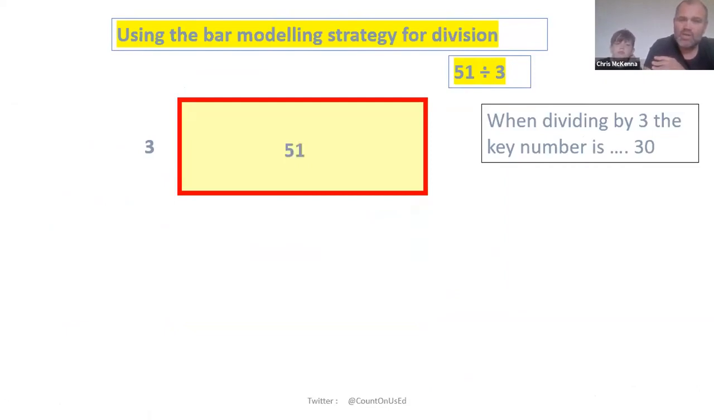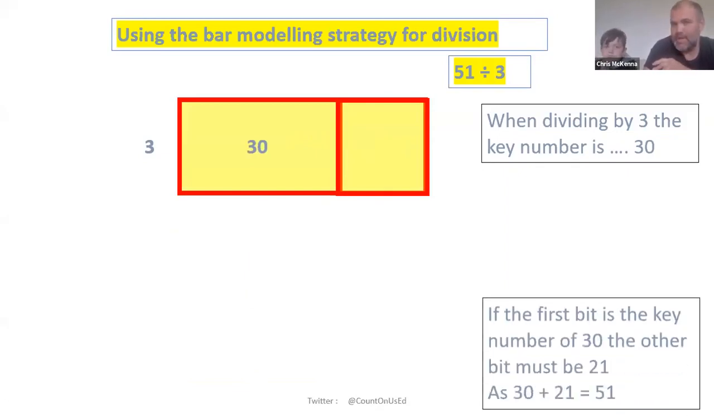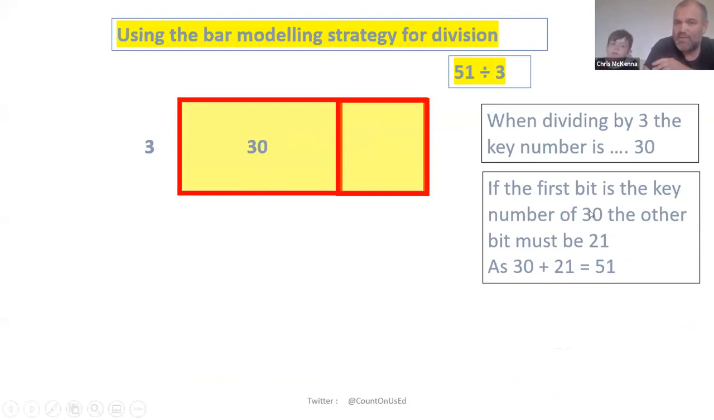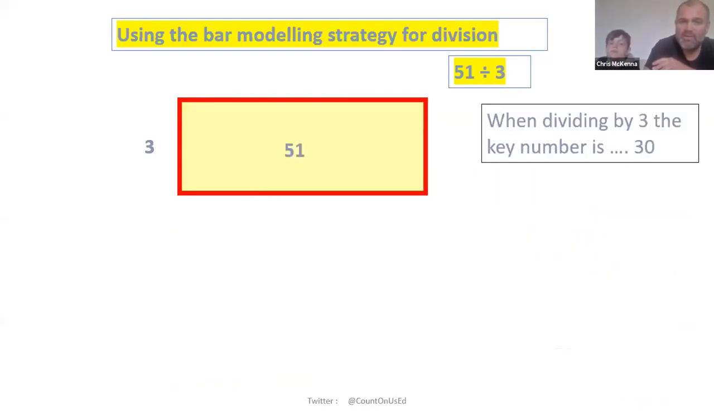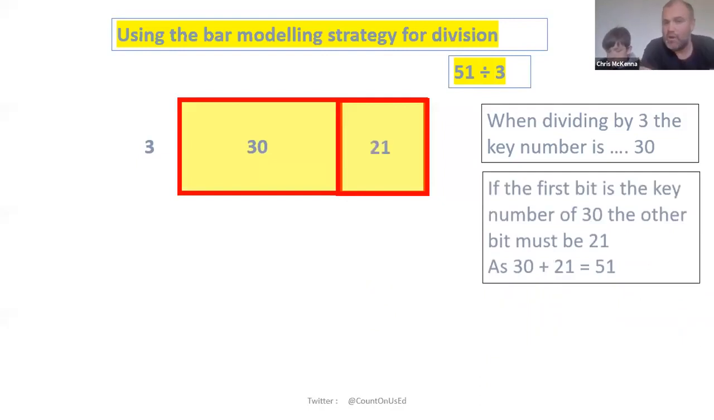What I want you to do is rub out that 51 now, because we're going to split this bar up into 2 different bits. It's still 51 in size, but I want to split it into 2 bits. The first bit is 30 because that is my key number. If the first bit is 30, the other bit must be 21 because 30 plus 21 equals 51. All I'm doing is breaking up the 51, rubbing it out and breaking the bar up into 2 different bars.